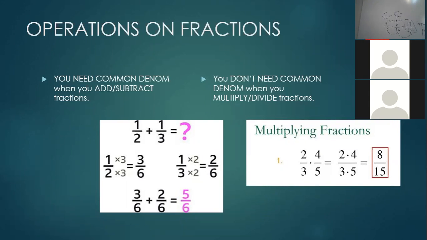This slide here summarizes what I just said. When you are adding and subtracting numbers, you have to have what's called a common denominator. The number on the bottom has to be the same. If it's not the same, you cannot add or subtract.